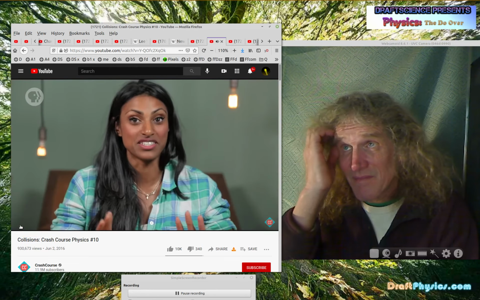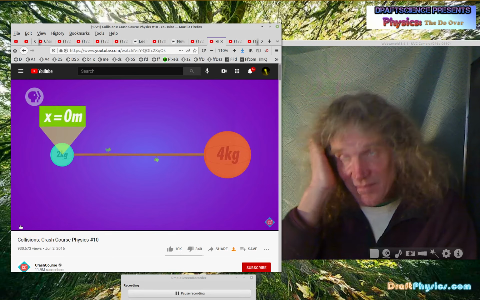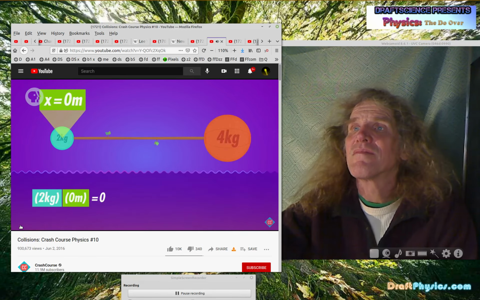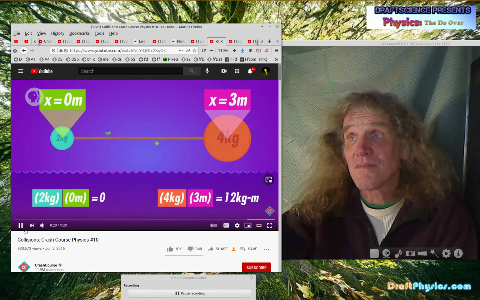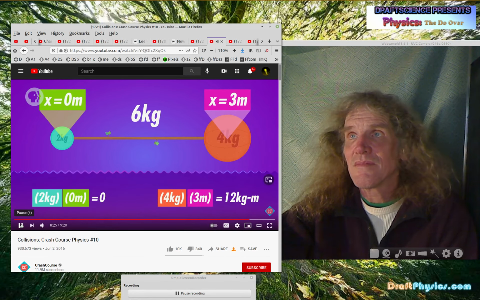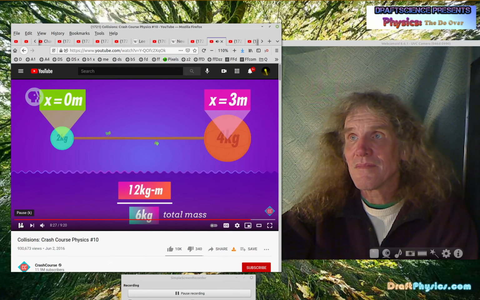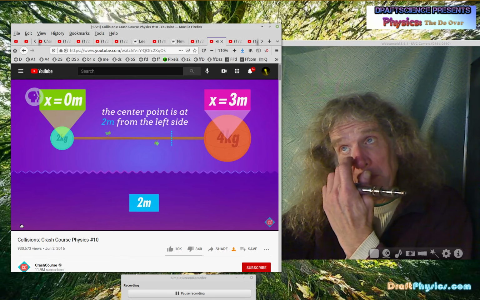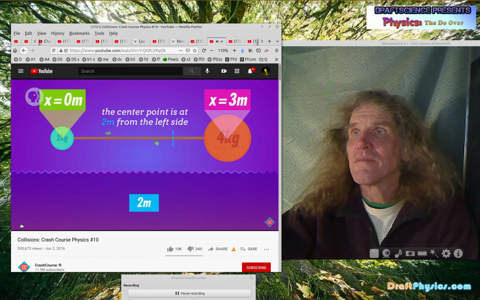Let's try it for our stick with the differently weighted balls. We'll choose the left side of the stick where the 2 kilogram ball is as our starting point. The 2 kilogram ball's mass times its position is 0. The 4 kilogram ball's mass times its position, 3 meters, is 12 kilogram meters. And the total mass of the system is 6 kilograms. So divide 12 kilogram meters by 6 kilograms and you get 2 meters. That's the position of the center of mass, which is 2/3 of the way along the stick towards the 4 kilogram ball side. Exactly what we figured out earlier.